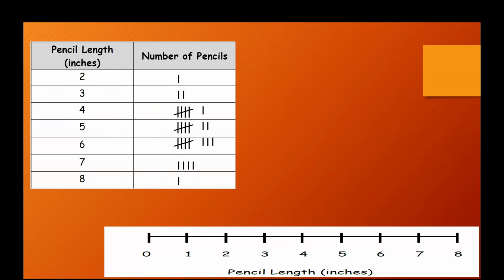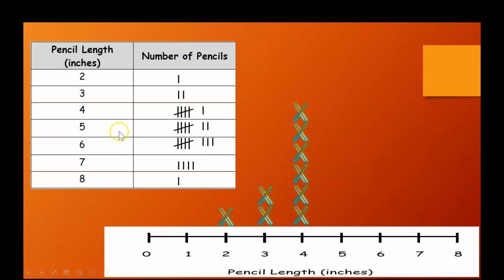So looking at our chart, how many pencils are 2 inches long? There's 1. Very good. So we're going to put 1 x. Number 3, we have how many tally marks? 2. Good. So let's put 2 x's above the 3. 1, 2. And then there's 4. 4 inches. How many is there? You said 6. Great job. We see a group of 5 here, plus one more is 6. 1, 2, 3, 4, 5, 6.